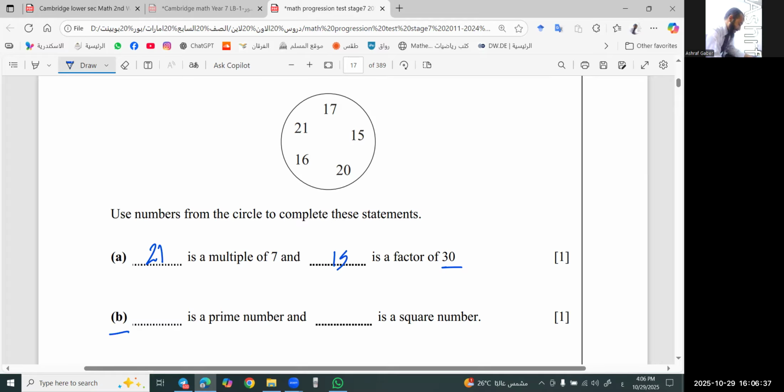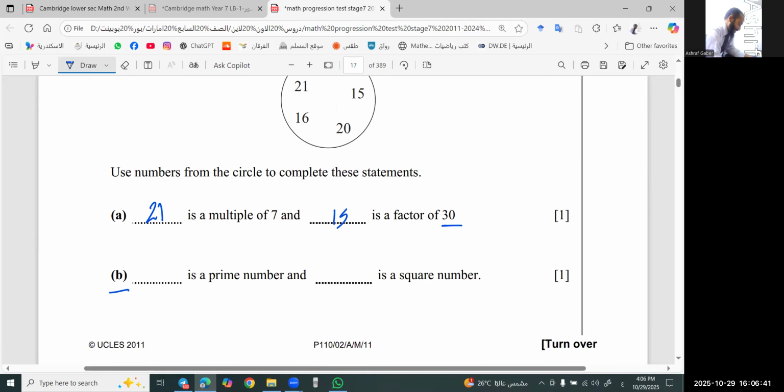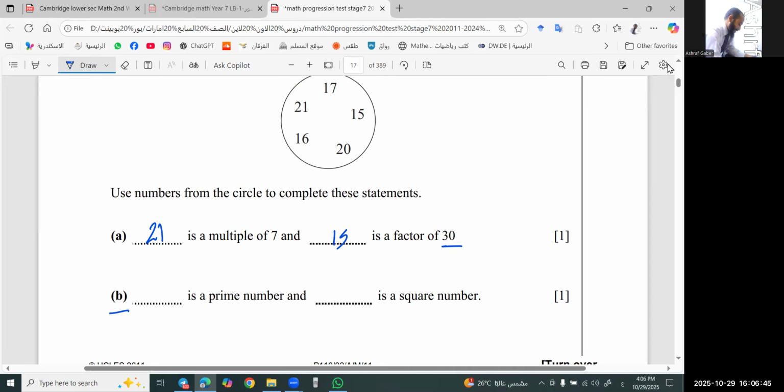Sorry, Lujain. Part B: what is the prime number? What is the square number? A prime number is when you have only one and itself, and a square number is when you multiply a number by itself and get the answer. Here, the prime number is 17, and 16 is a square number because 4 times 4 is 16. 17 and 16. Yes, right.